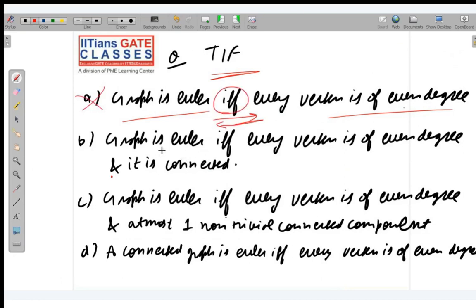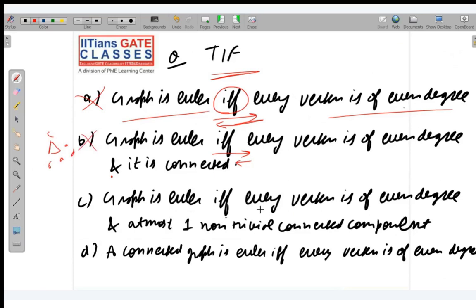Graph is Euler if and only if every vertex is of even degree and it is connected. So both ways you have to check. So graph is Euler, then every vertex is of even degree and it is connected. This is also false. If graph is Euler, then every vertex is of even degree and it is connected? No. See the previous example. So this is wrong.